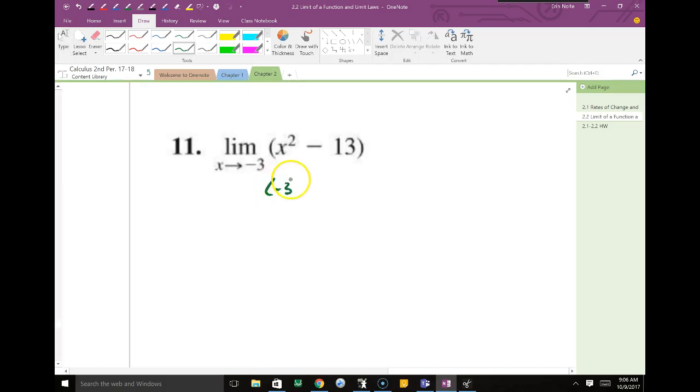Take that -3. You don't like that? What would you prefer? Oh, it just makes you uncomfortable. Plug and chug? Do you want me to do a dance? How about plug it in, plug it in? Oh, no. Oh, okay.